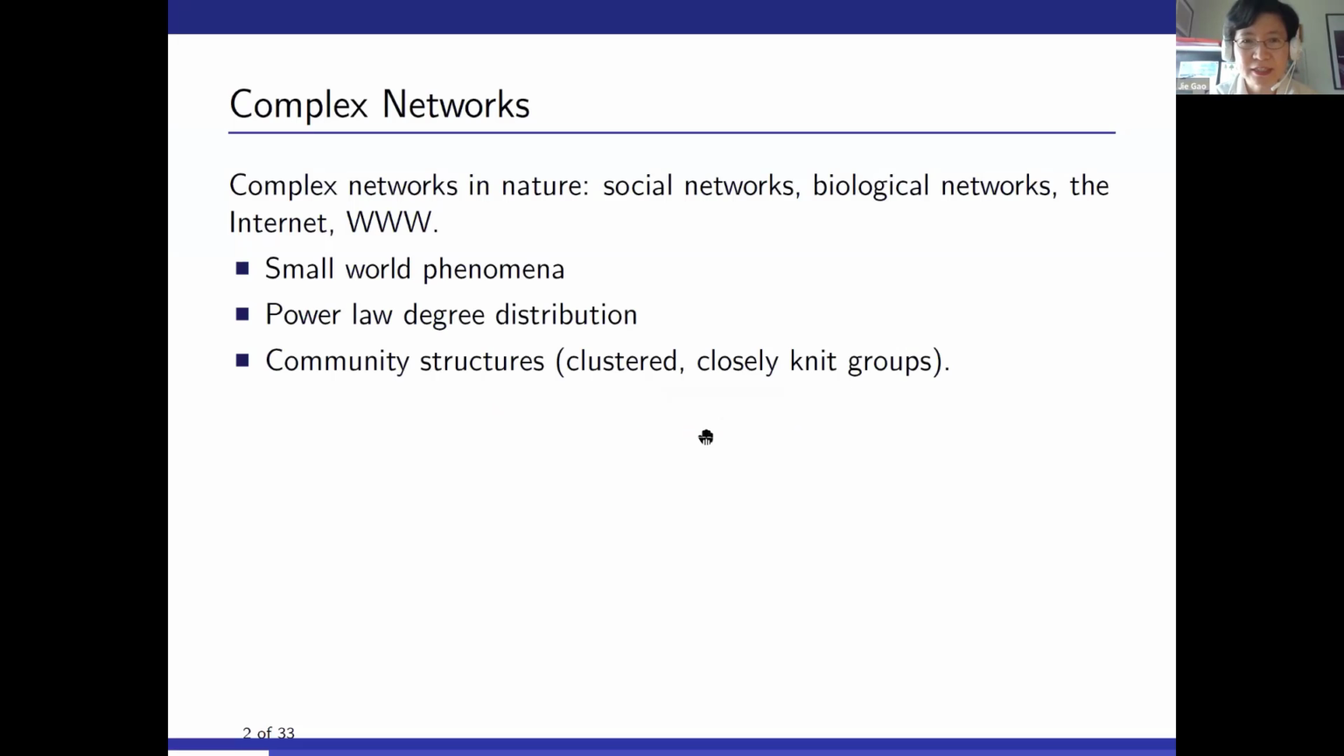I want to share some of our recent work on graph-Ricci flow, which is a geometrical approach for network analysis and learning. Generally, I'm very interested in analysis or understanding complex networks. Complex networks appear in many applications ranging from social networks, biological networks, the internet backbone, the web, etc. And complex networks have many interesting properties such as small world phenomena, the power law degree distribution, community structure, etc.